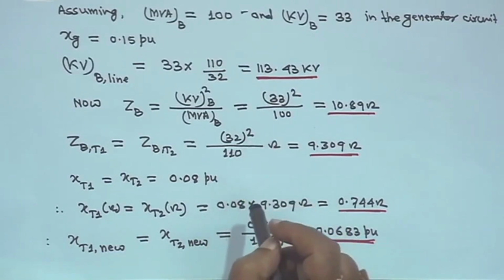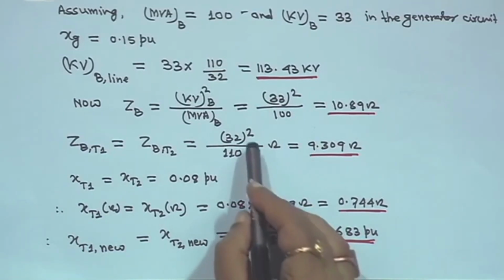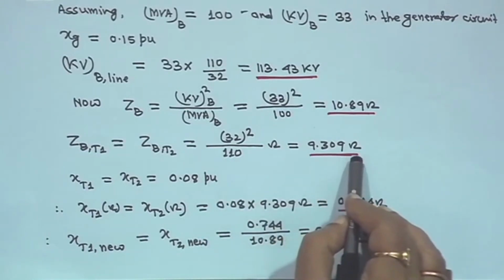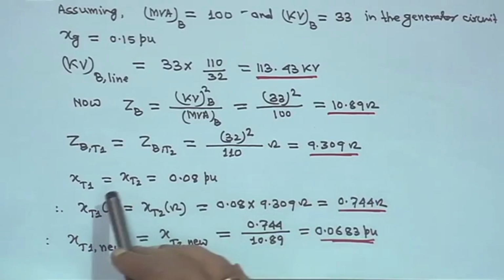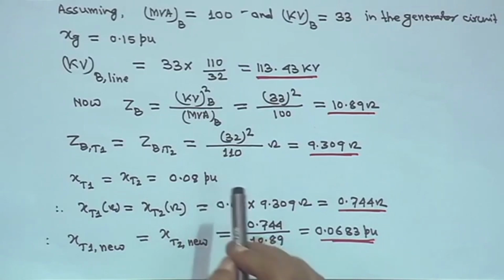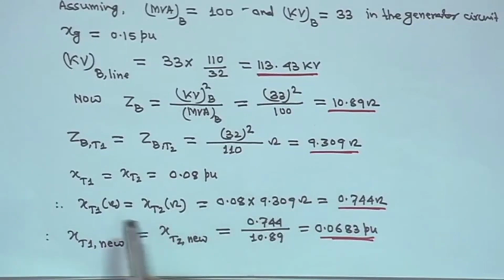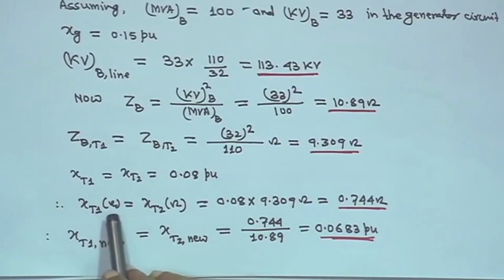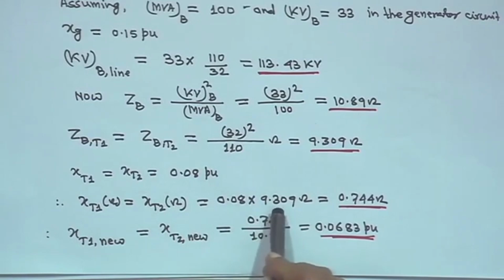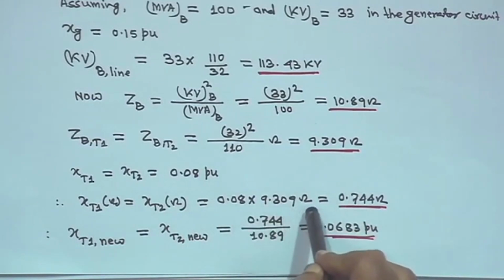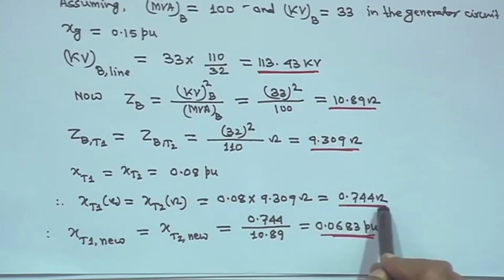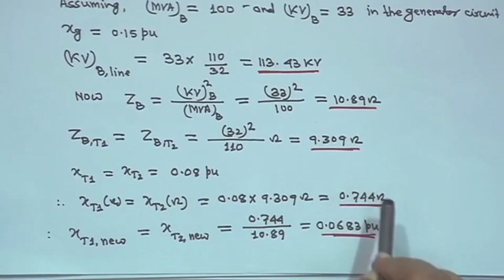So the low voltage side is 32 kV for those transformers, and kV squared over MVA, where MVA is 110 for the transformer as given, will become 9.309 ohm. Therefore, XT1 and XT2 are given as 0.08 per unit. That means XT1 in ohms is equal to XT2 in ohms, and both transformers have the same per unit value. You convert it to ohmic values, 0.08 into 9.309 ohm, that is 0.744 ohm. So this is the ohmic value for the transformer reactance.